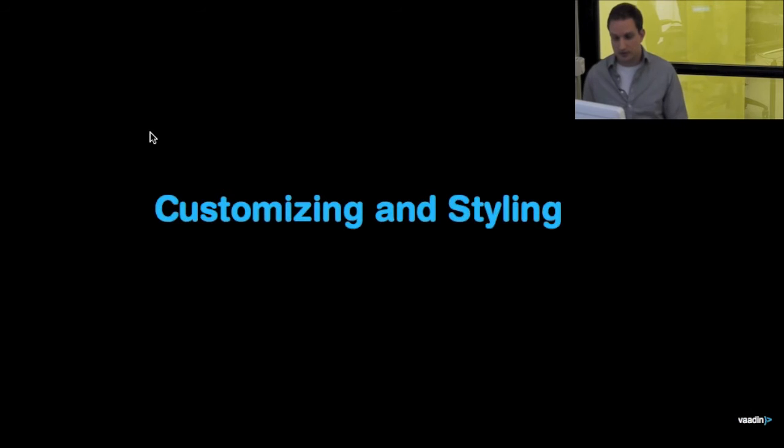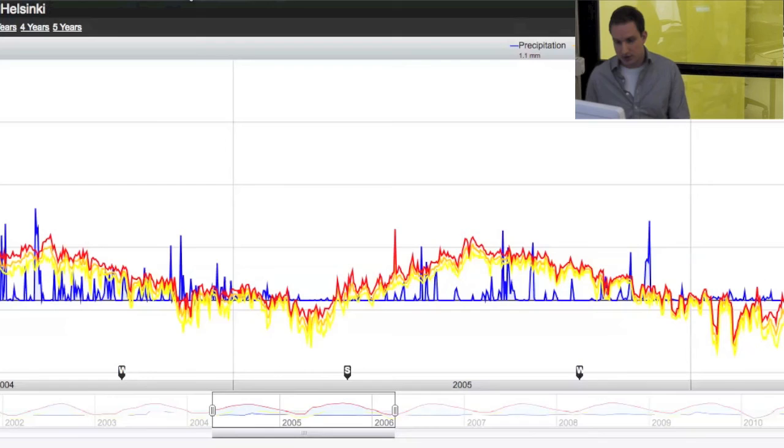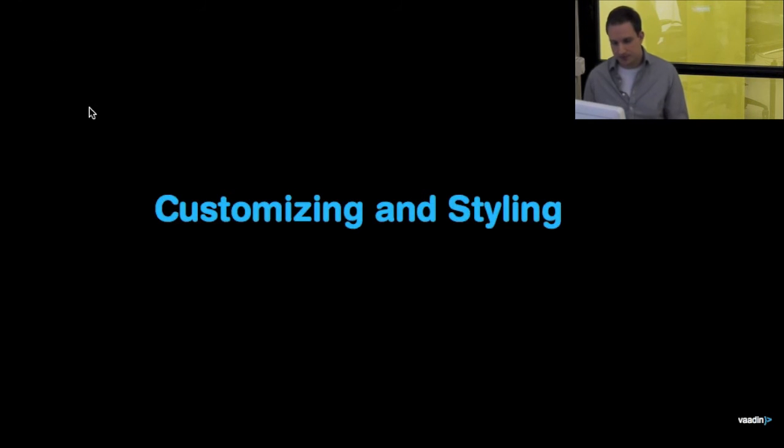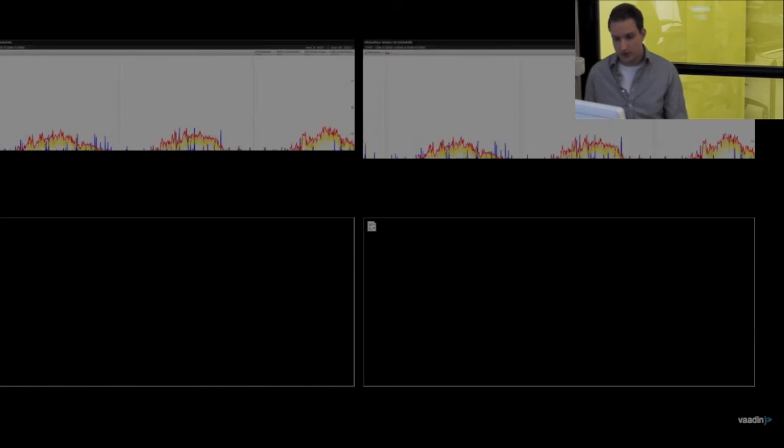By default, the timeline looks like I showed you in the demo. It has all these features, but users probably don't want all these features. So you can customize what is visible in the timeline component. And for that, I've created some methods, which you hopefully can see. For each UI component in the timeline, you can set it visible or not. I'm going to show you how this is done.